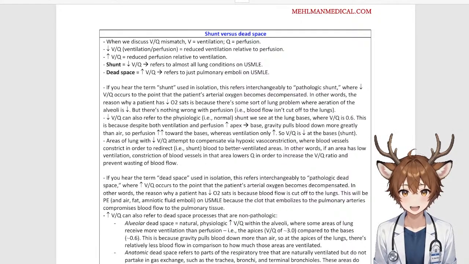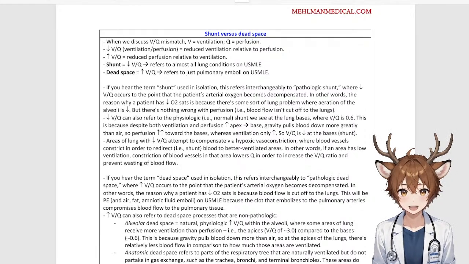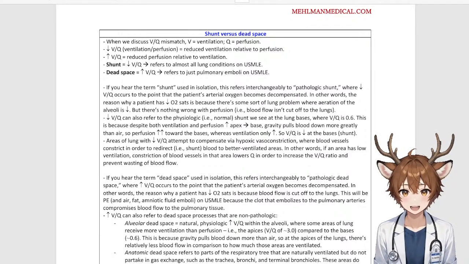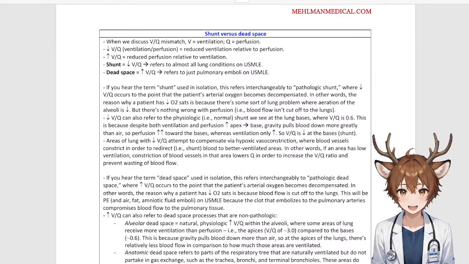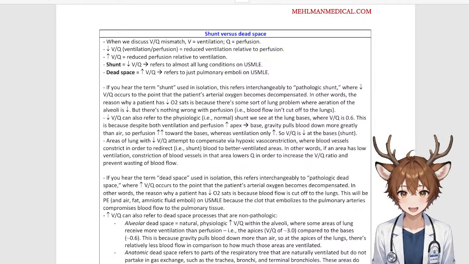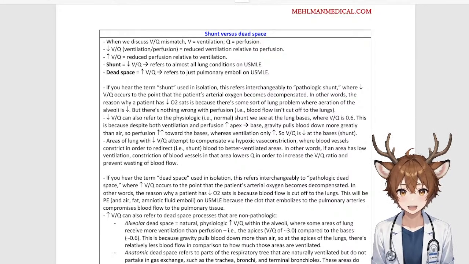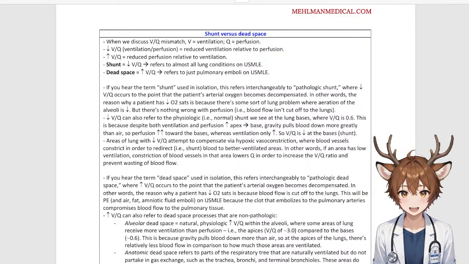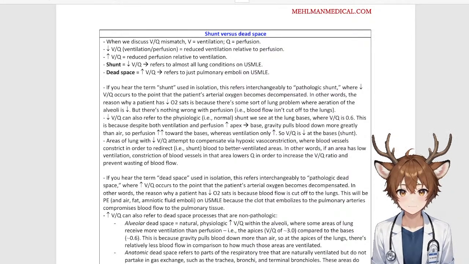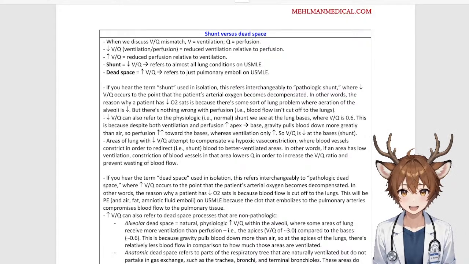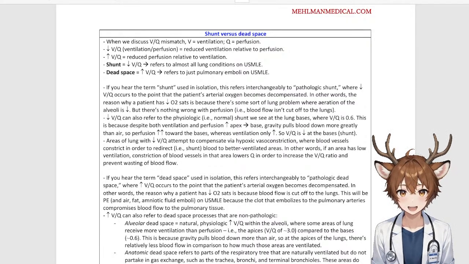If you hear the term dead space used in isolation, this refers interchangeably to the pathologic dead space, where the increase in VQ occurs to the point that the patient's arterial oxygen becomes decompensated. In other words, the reason why a patient has a decreased O2 saturation is because the blood flow is cut off to the lungs. This will be PE and air, fat, amniotic emboli on USMLE, because of the clot that embolizes to the pulmonary arteries and compromises blood flow to the pulmonary tissue.